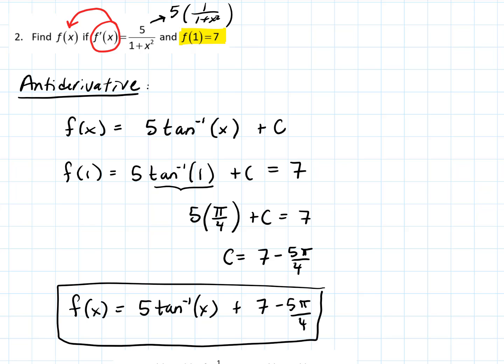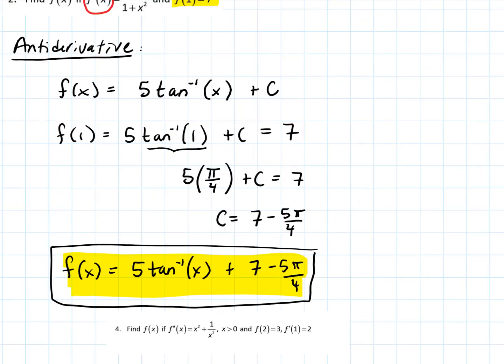Take the derivative of that, and this one I'm just going to say verbally. You get 5 times 1 over the quantity 1 plus x squared plus 0, because this constant at the end would just zero out. We have the antiderivative. All right.